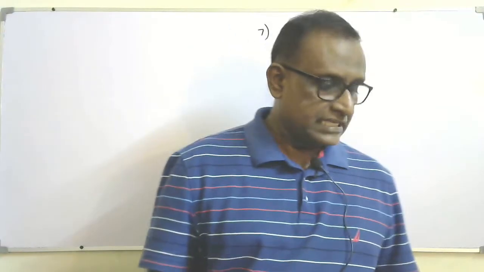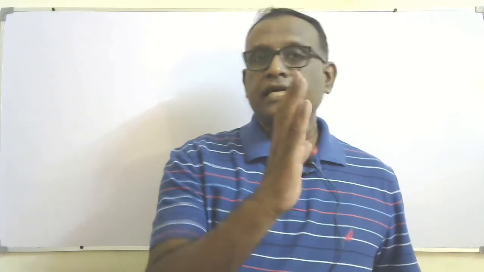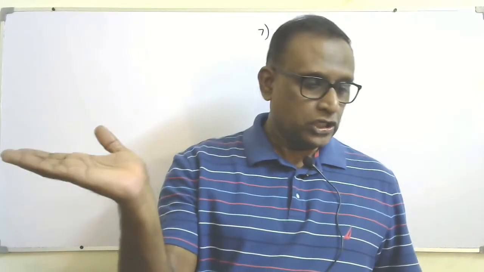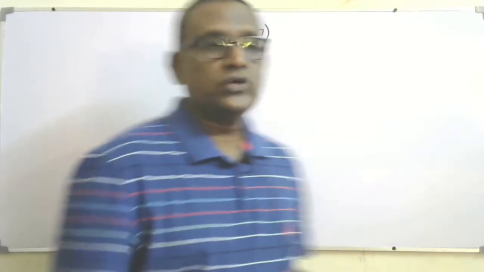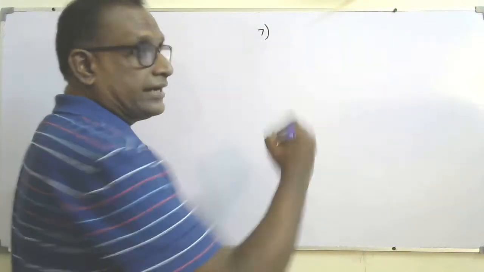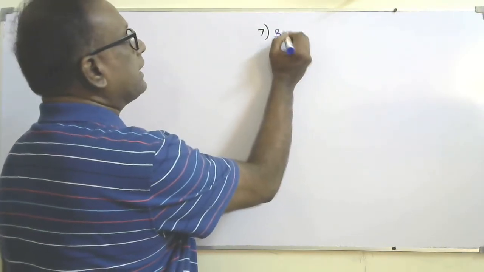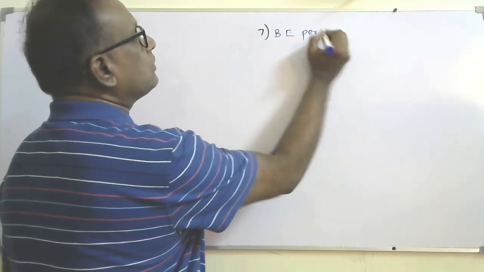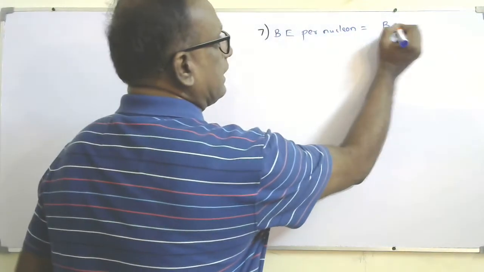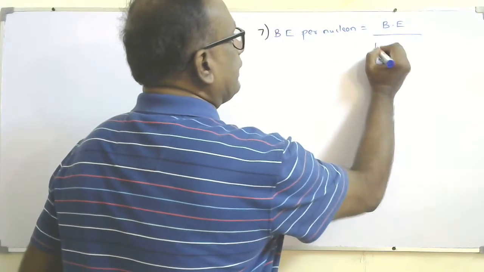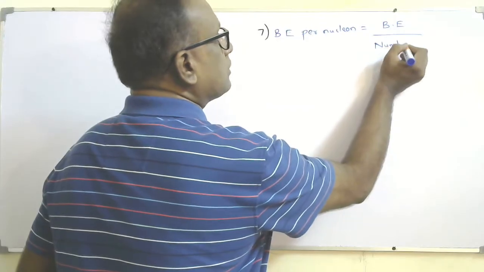Okay, question number 7. A binding energy per nucleon against nucleon number or mass number graph is given. It's a standard graph. And we know binding energy per nucleon is equal to binding energy divided by number of nucleons. So binding energy per nucleon equals binding energy divided by number of nucleons.